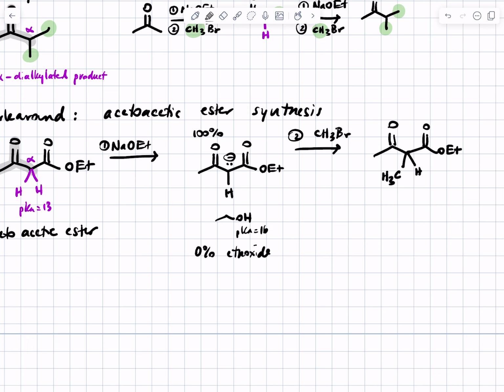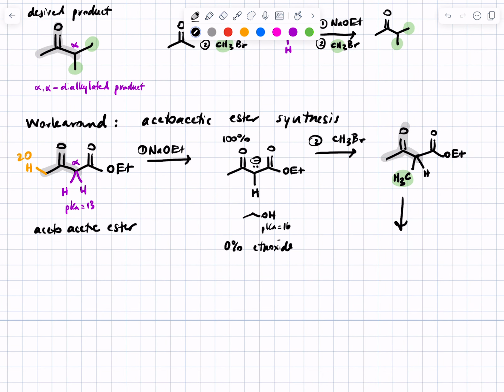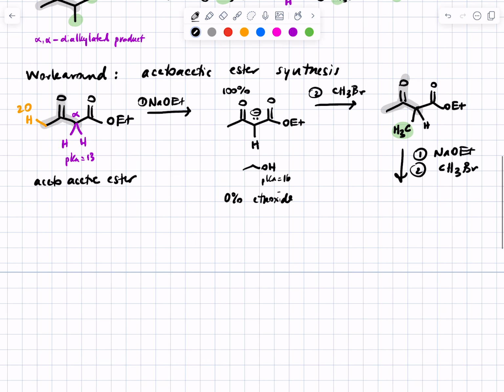Okay, so looking ahead to where we are, we've got one of our 2 methyl groups. At that stage, I can simply do it again. One molecule of sodium ethoxide and another molecule to make the enolate in 100% yield, and only then do I introduce the alkyl halide, and that will install the second alkyl group on the alpha carbon to give me this molecule.